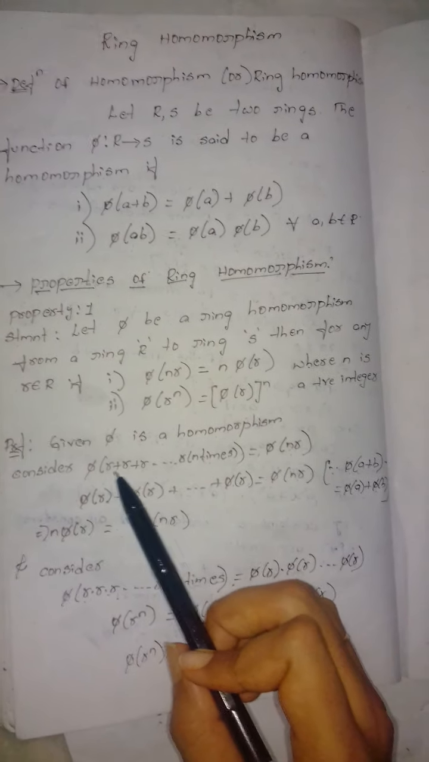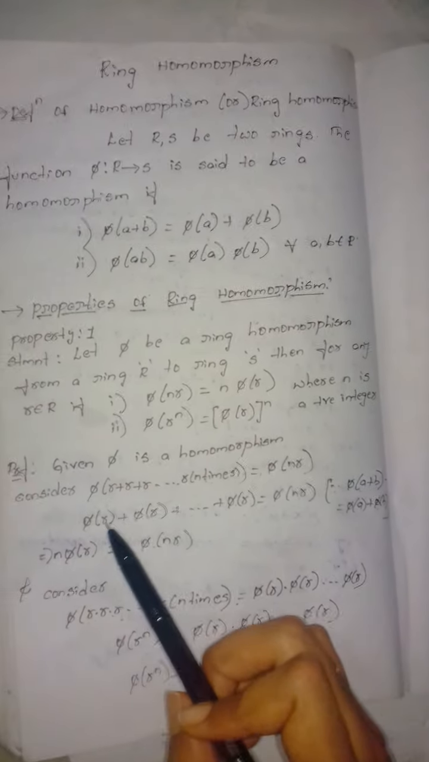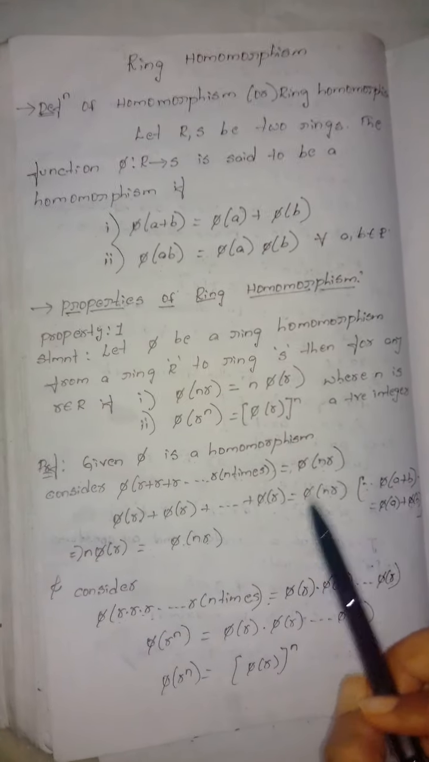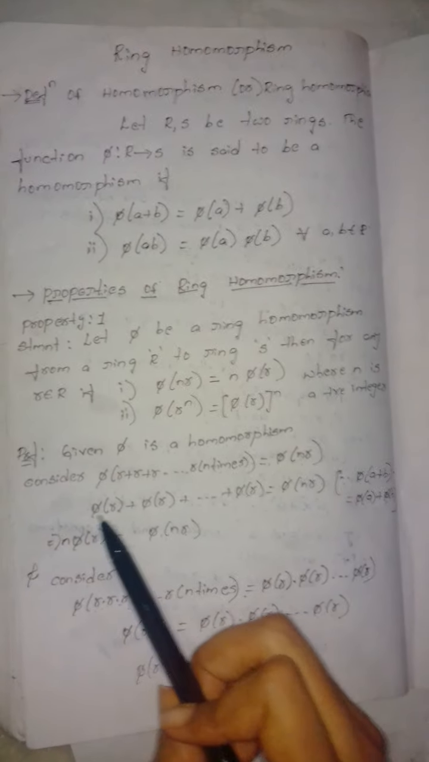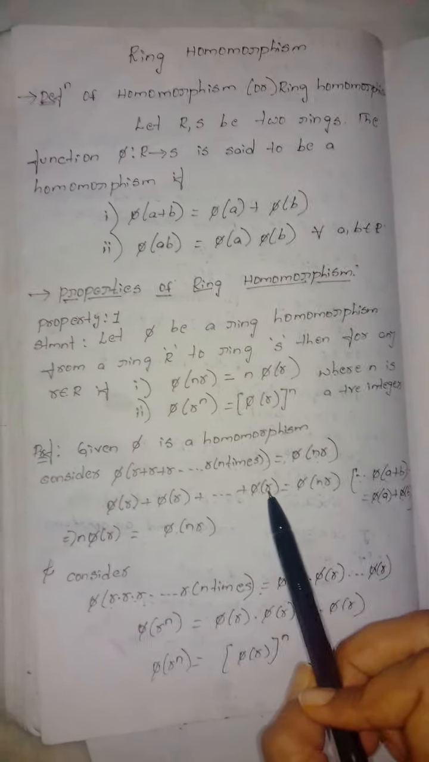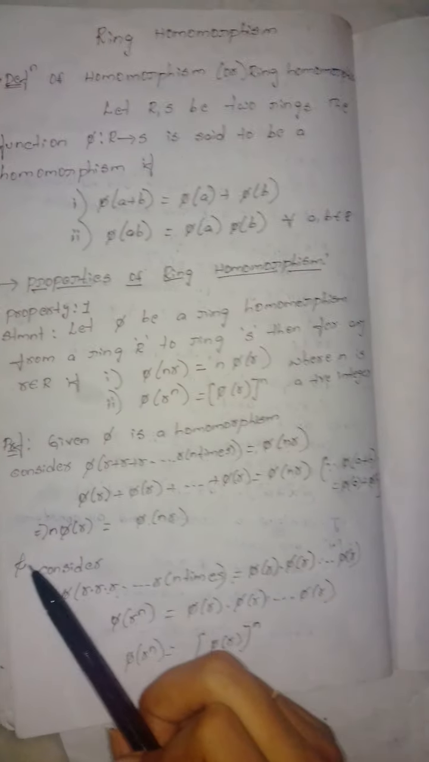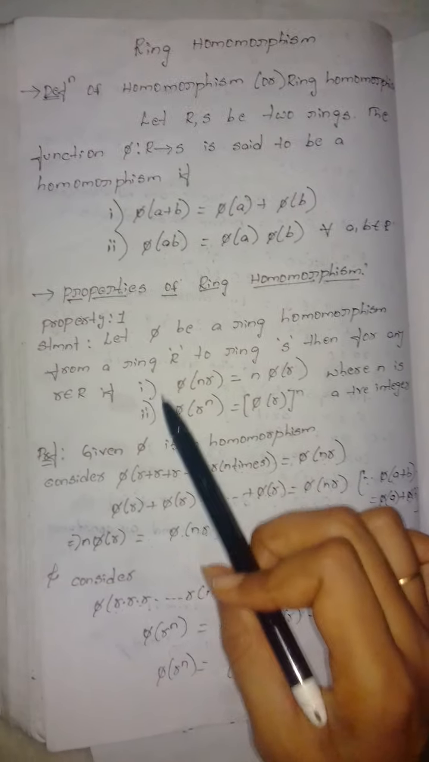In the same way, using this property, pi of r plus pi of r up to n times equals pi of nr. Now this pi of r plus pi of r up to n times we can write as n times pi of r, equals pi of nr. The first property is satisfied. Now the next one.